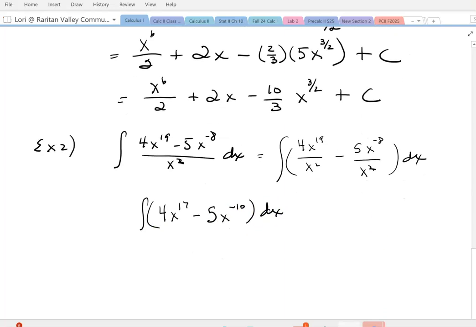And then you can go ahead and apply those power rules to each one. So we have 4x to the 18th. Remember, you got to go up by 1. Be careful when dealing with negatives, please, because when you take negative 10 and you add 1 to it, it becomes negative 9.